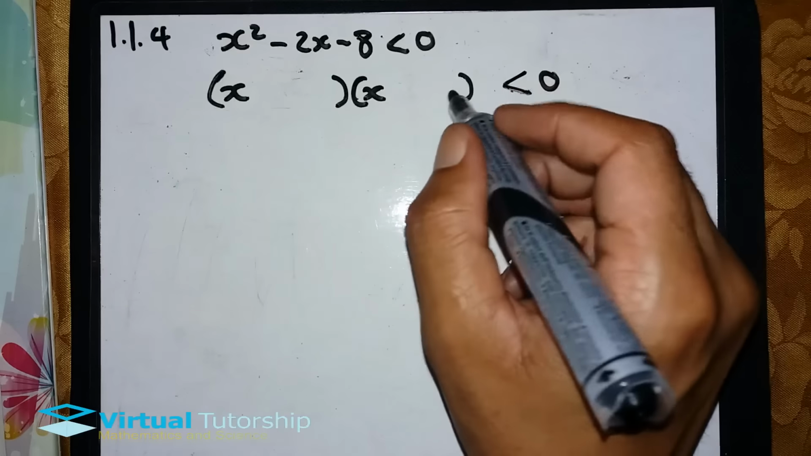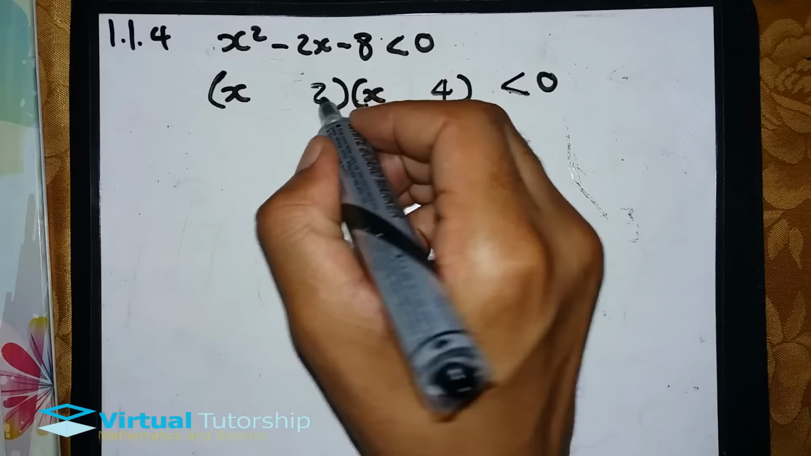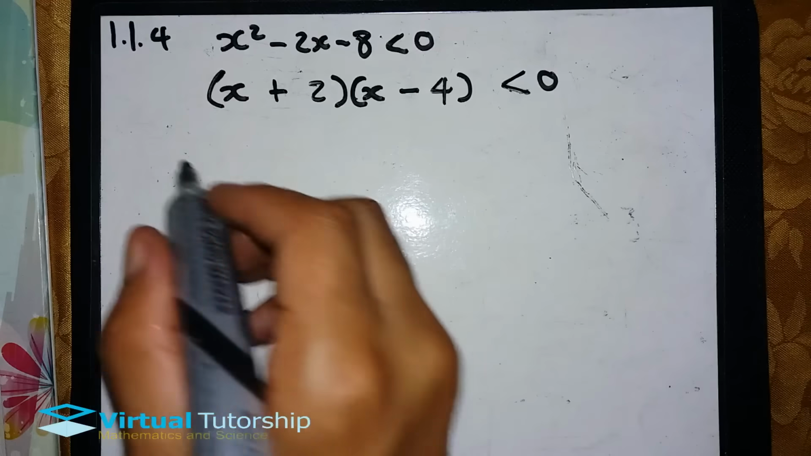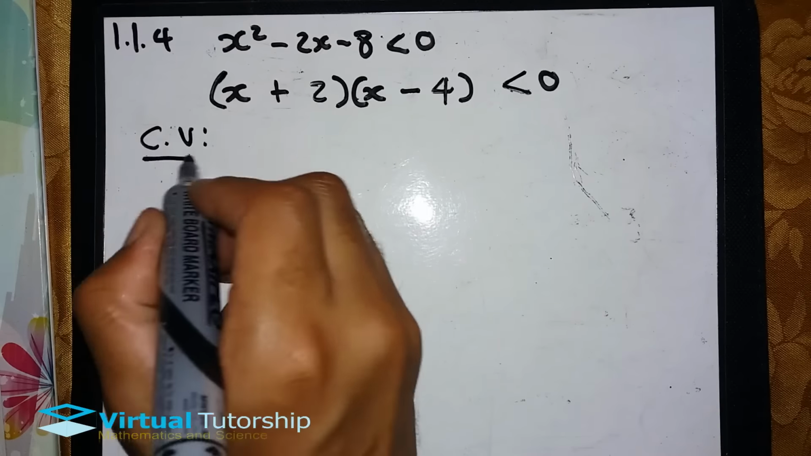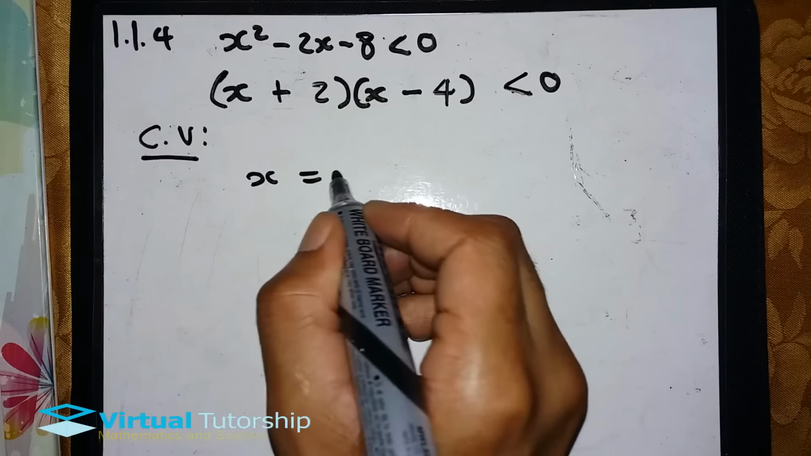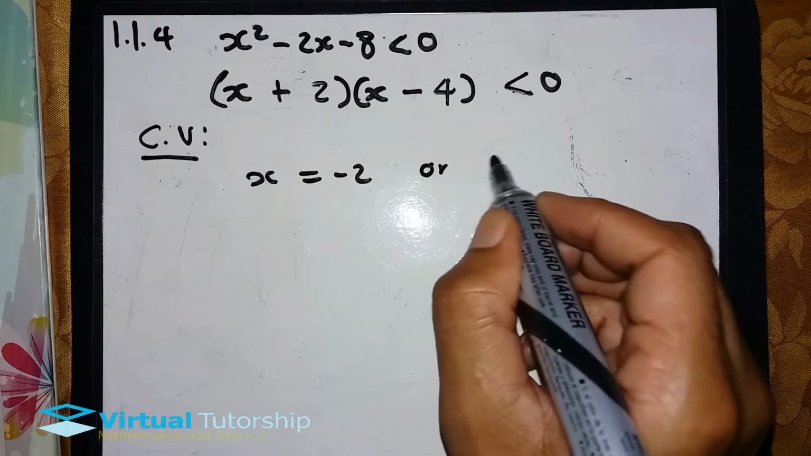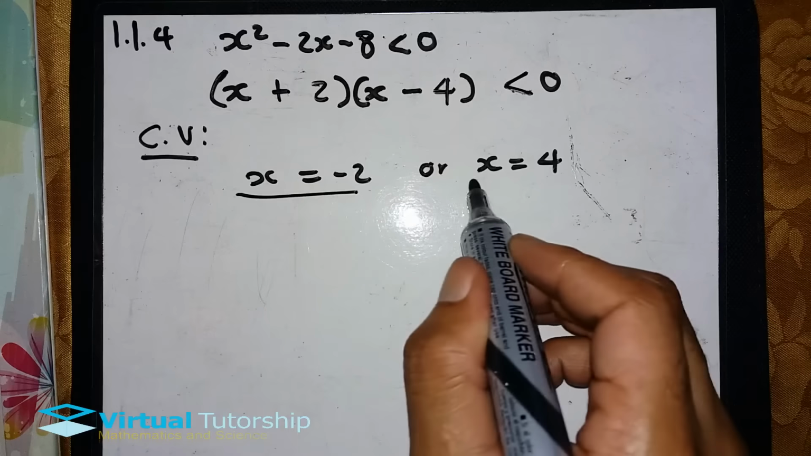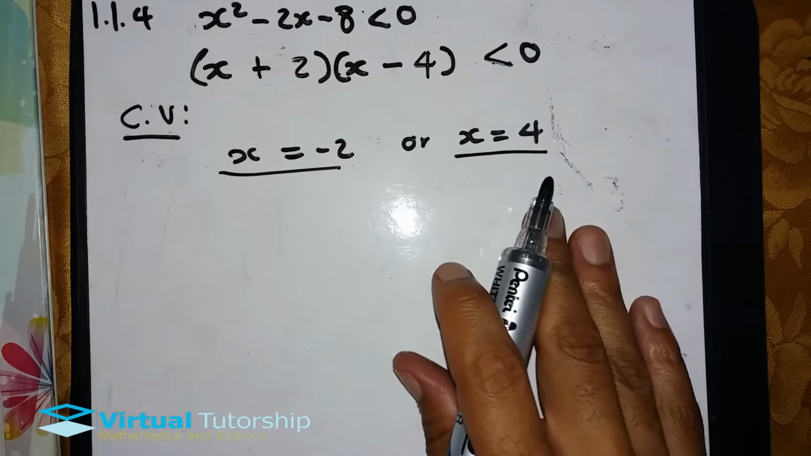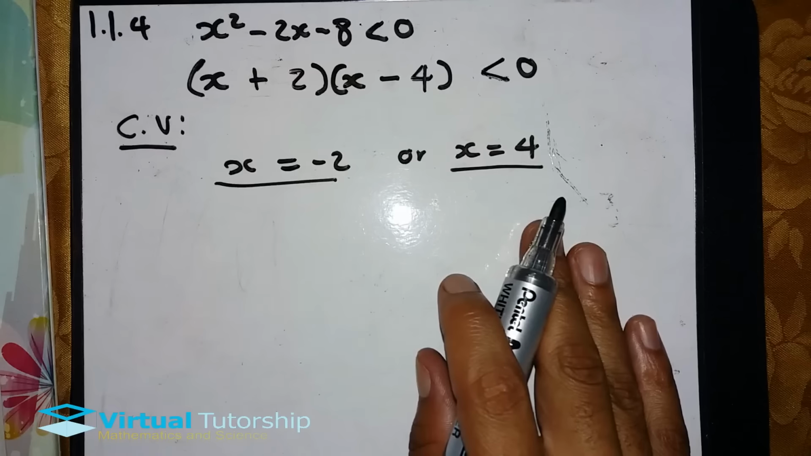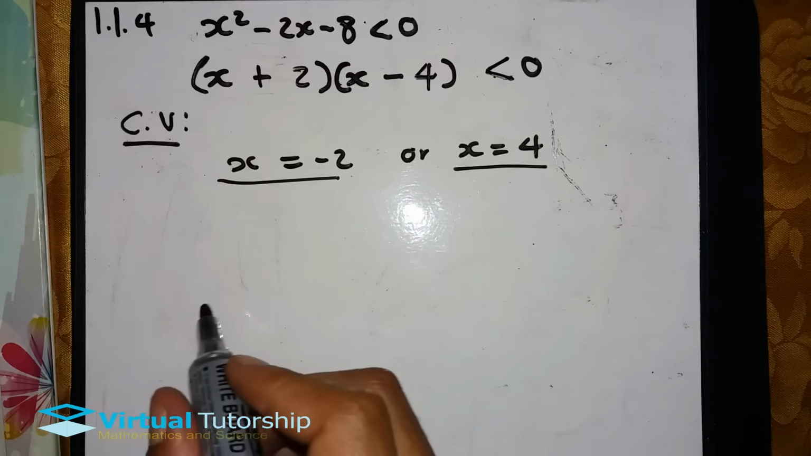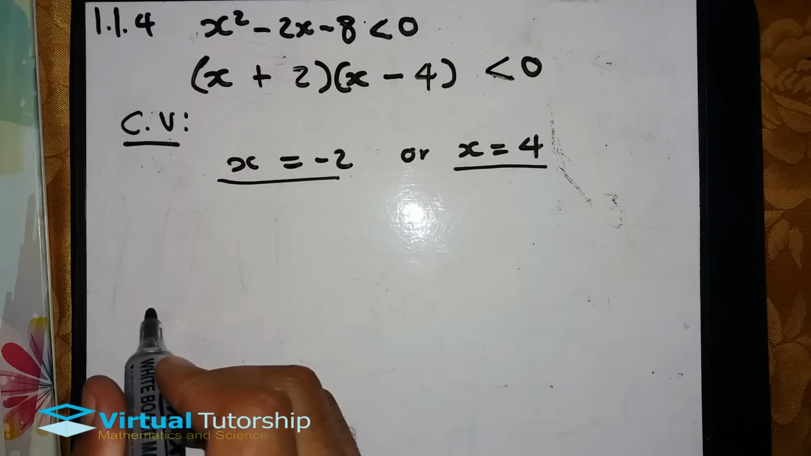So here my factors will be 4 and 2, one minus and the other plus. So my critical values will be x equal to -2 or x equal to +4. These are my critical values. So here we will use the number line method. I am not using the quadratic method or the graphical method.